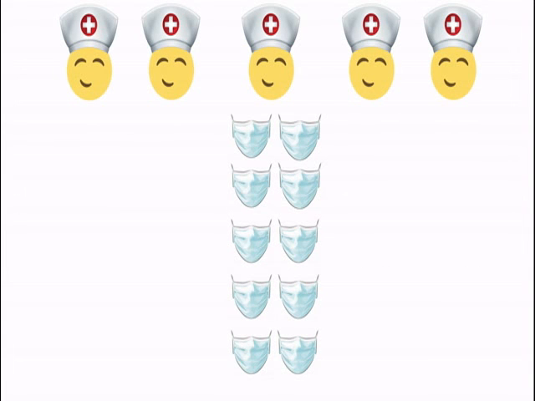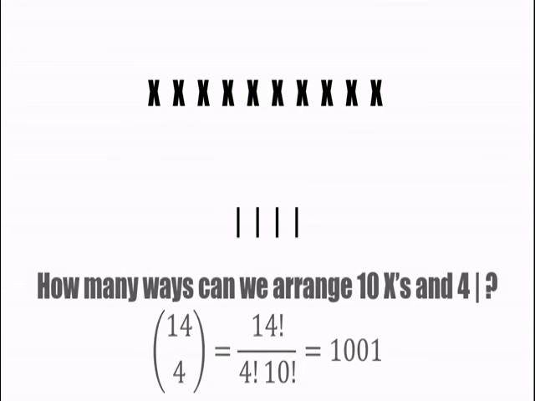Now we're ready to tackle distributing 10 masks to 5 nurses. Again, we write this in terms of X's and bars. It should be clear from the previous examples that the number of bars we have is 1 less than the number of nurses, so we're working with 4 bars. The number of ways to distribute the masks is equivalent to how many ways we can arrange 10 X's and 4 bars, which is 14 choose 4, which equals 14 factorial divided by 4 factorial times 10 factorial, which is equal to 1001. And that's our answer.